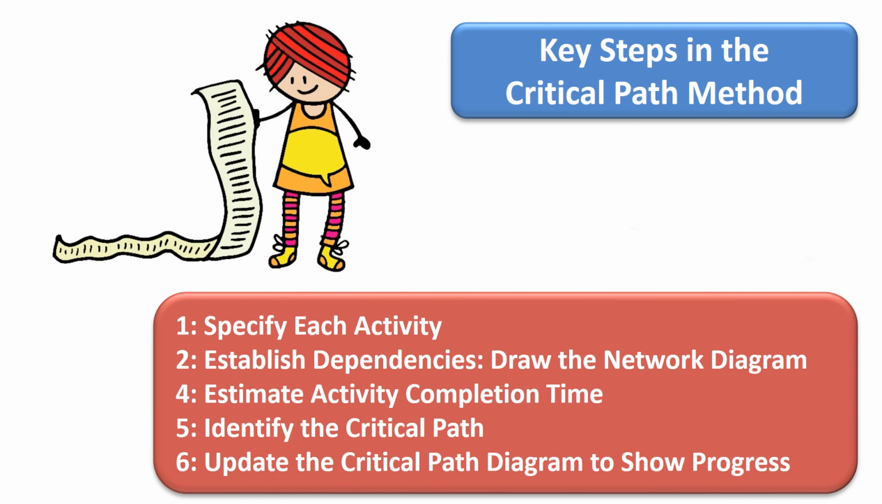These are key steps in the critical path method. Specify each activity. Establish dependencies. Draw the network diagram. Estimate activity completion time. Identify the critical path. And make constant updates.